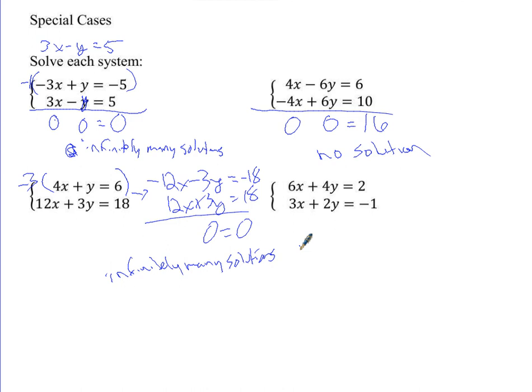And the last one, pick a variable to eliminate. Which one do you want to get rid of? X, okay, so I got to multiply the bottom equation by what? 2. Notice I'm not multiplying top and bottom. It's not just 2, it's -2, so that I have opposites. I can just multiply one equation if I need to. Rewrite the system. We have 6x plus 4y equals 2, and then we have -6x minus 4y equals what? Positive 2. So now we add, and we get what? 0 equals 4. No solution.